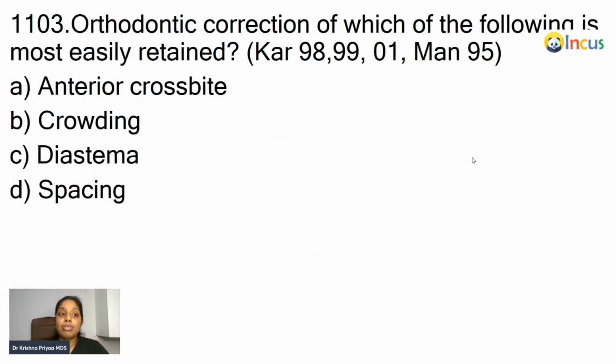Orthodontic correction of which of the following is most easily retained? So the question is, which is easily retained, that is, which doesn't require an intervention for the tooth to stay in its corrected position. We were discussing this earlier. Whenever we have a crossbite, one tooth is above the other. For example, this is an anterior crossbite. The upper tooth should always be in front of the lower tooth. In crossbite, the lower tooth is beyond the upper tooth. This is a poor bite.